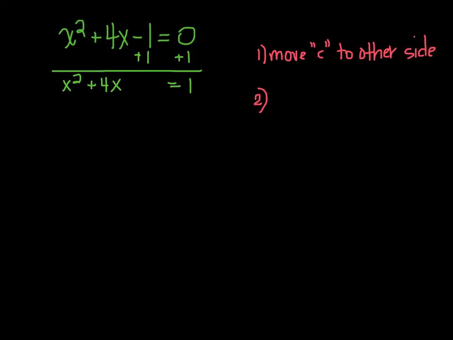What I'm going to do now is create a perfect square trinomial. We looked at these when we were factoring. Perfect square trinomials factor into a binomial squared, and we're going to kind of go backwards.